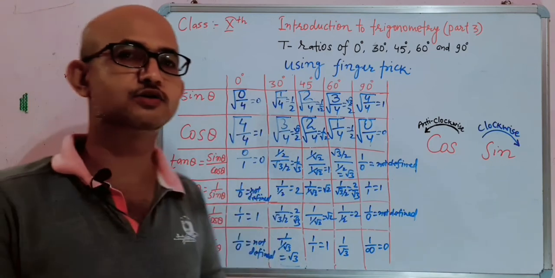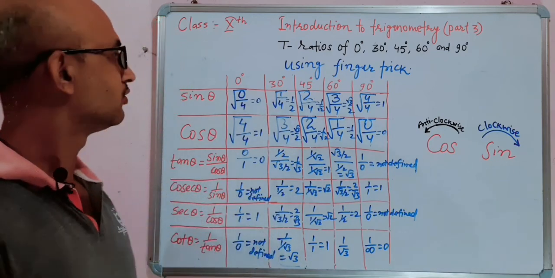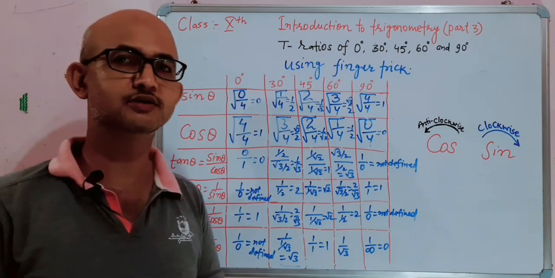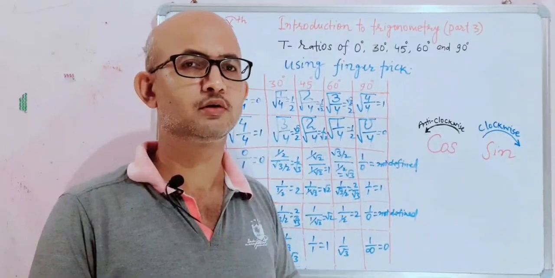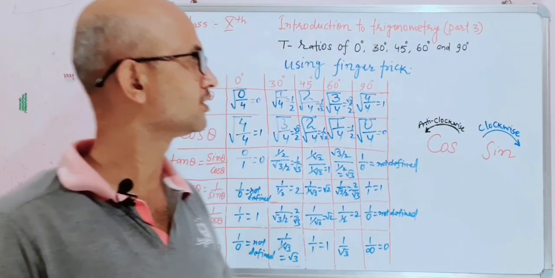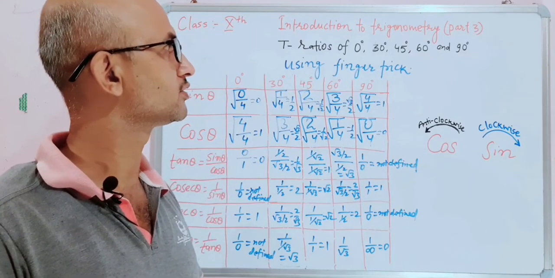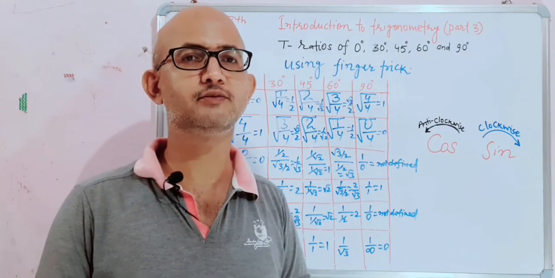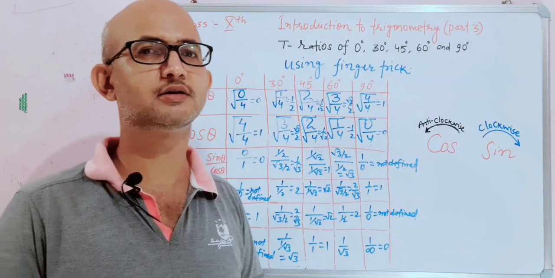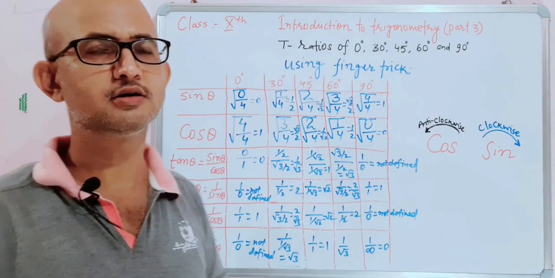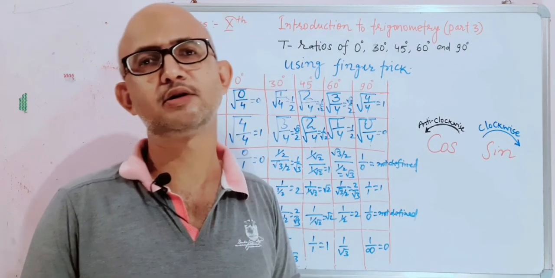In this way, students, we find values of trigonometric ratios using finger trick. Hope you must have understood this finger trick to find values of trigonometric ratios of 0, 30, 45, 60 and 90 degree. In the next video, we will again meet with a new topic.